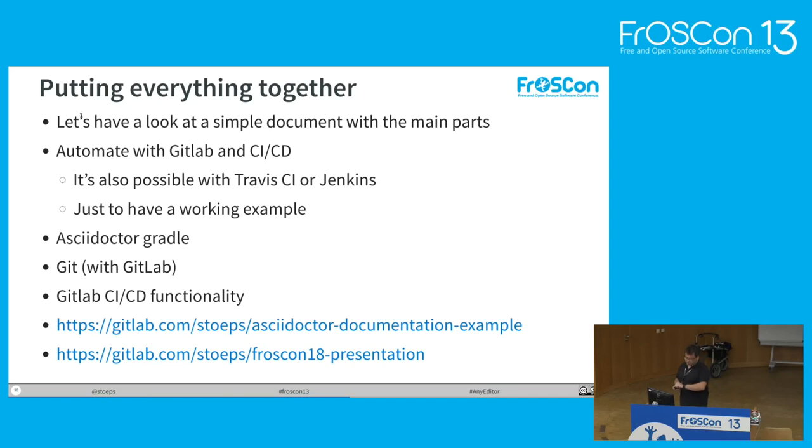And now let's put everything together. I will show you a simple document. And in the end, we will automate it with GitLab and CI/CD to get some output. We will use Asciidoc and Gradle for that. We use GitLab. And here are the links: the first one is the example document, so you can look directly at the example after the session, and one for the presentation. Even this presentation is just Asciidoc.